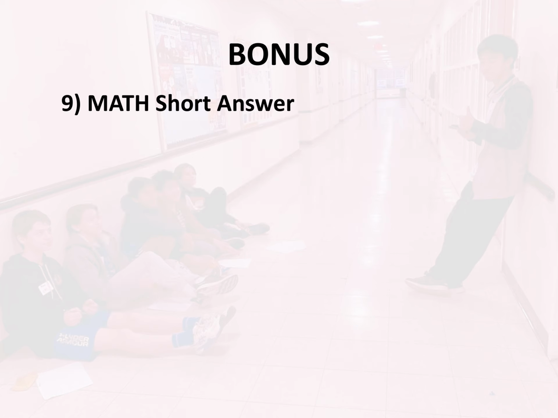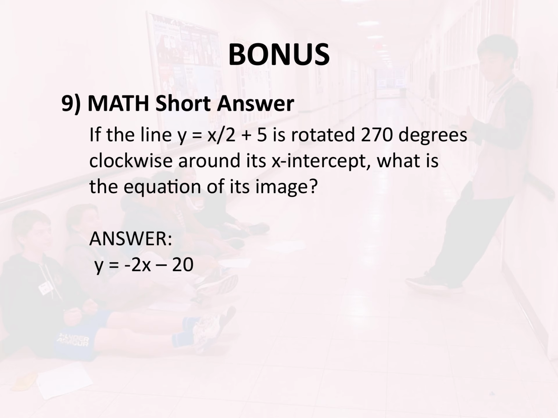Bonus 9. Math. Short answer. If the line y equals half x plus 5 is rotated 270 degrees clockwise around its x-intercept, what is the equation of its image? Answer: y equals negative 2x minus 20.